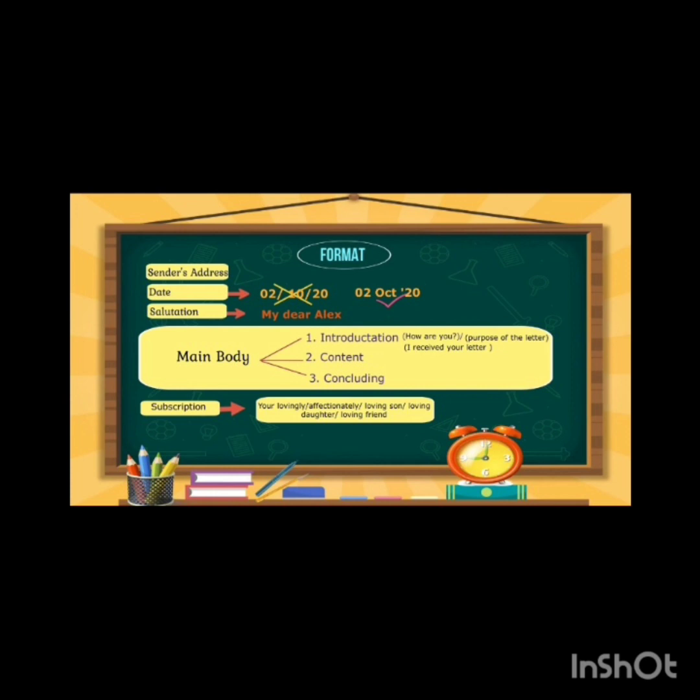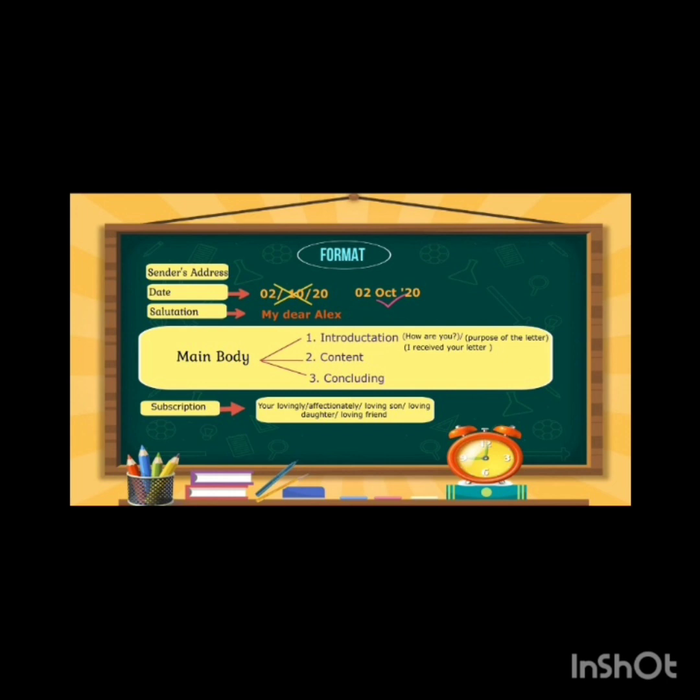Here you don't have to write the receiver's address. In an informal letter, you only write our own address. Here we don't have to write the subject also. Only our address and the date. And how are you going to write the date? 2-10-2021, no, this is wrong. How do you have to write the date? 2 October 2021. This full form you have to write. Then next is the salutation. In an informal letter, you can write my dear, my lovingly.